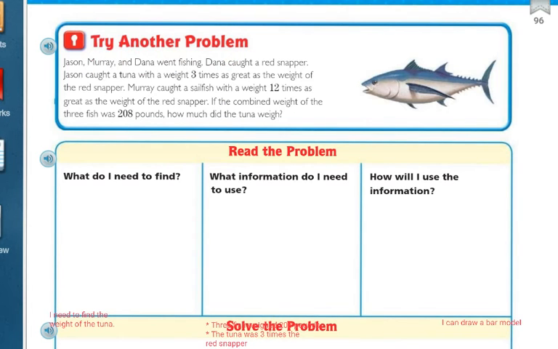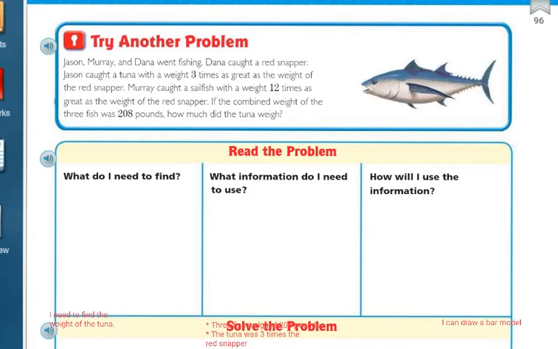Okay, try another problem. Jason, Murray, and Dana went fishing. Dana caught a red snapper. Jason caught a tuna with 3 times as great a weight as the weight of the red snapper. Murray caught a sailfish with 12 times as great a weight as the red snapper. The combined weight of the 3 fish was 208 pounds. How much did the tuna weigh?